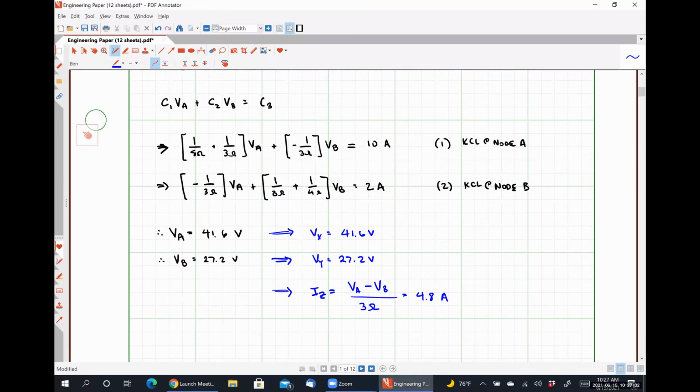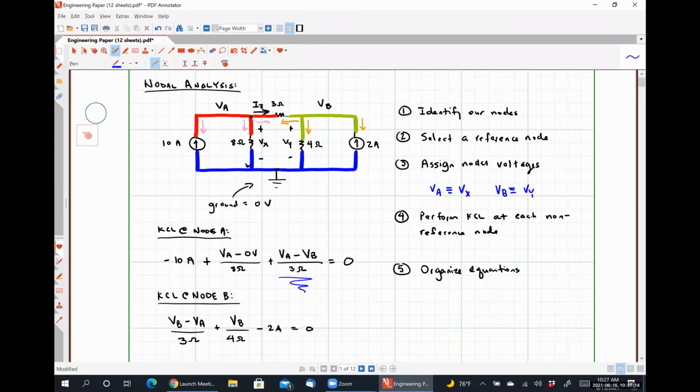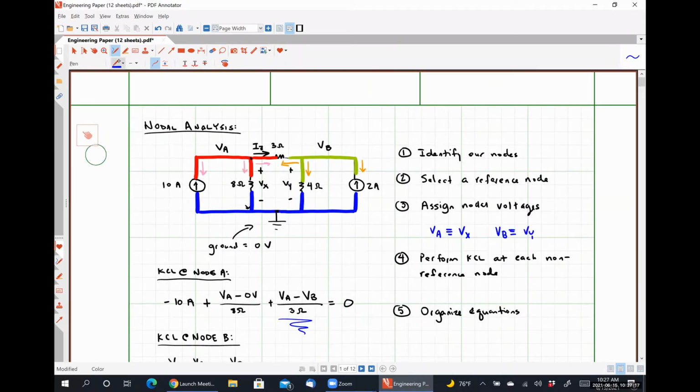What if we wanted to figure out what the current flowing through the 8-ohm resistor is? What would we do? Let's say through the 8-ohm resistor direction up. So if I were looking for this guy, I'm going to call it IX. How would I solve for that? So it will be negative VA over 8 because it's starting at 0. So we would have 0 minus VA divided by 8 ohms.